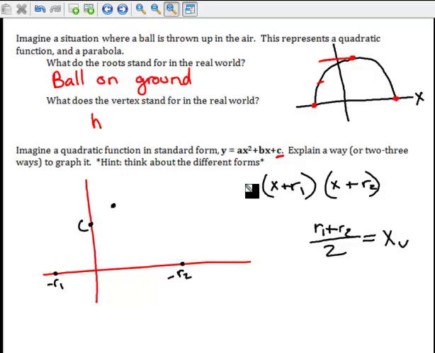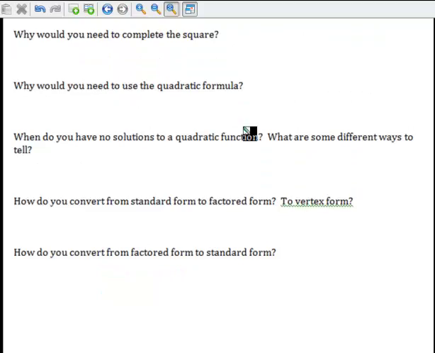So manipulating between the three, I'm sure there were a lot of right answers here. There's not really a wrong way to graph it. There's many different avenues to take there. And then these questions here. Why would you need to complete the square? Well, we need to complete the square to go into vertex form.